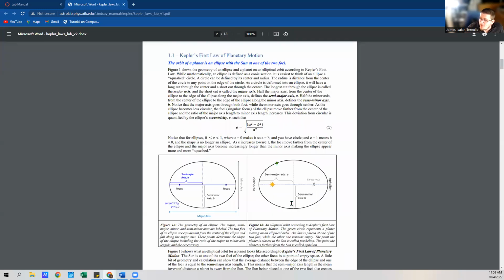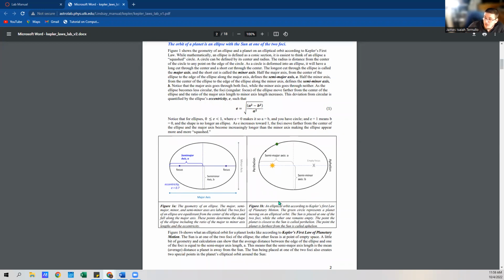So when we go down here, there's an image, figure 1, within the lab manual that talks about the different parts of an elliptical orbit. Obviously, an elliptical orbit means that it's the shape of an ellipse. So some major parts of an ellipse are the semi-major axis, which is the longest axis of the two that it has. And then there's the semi-minor axis, which is the shortest of the two axes that it has. And then there's also two foci.